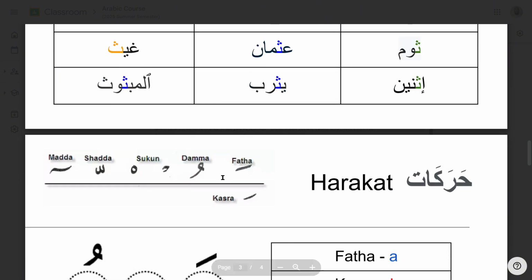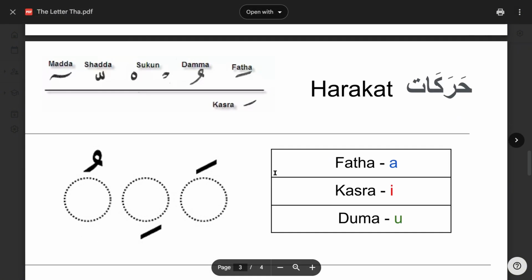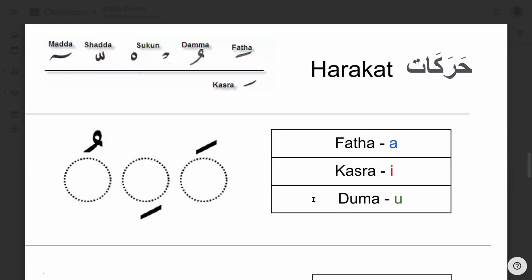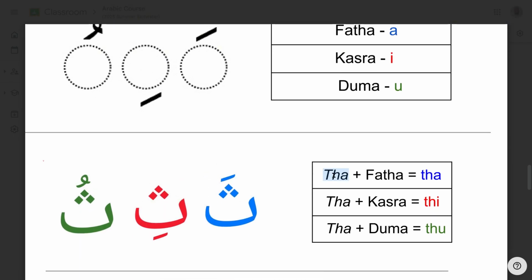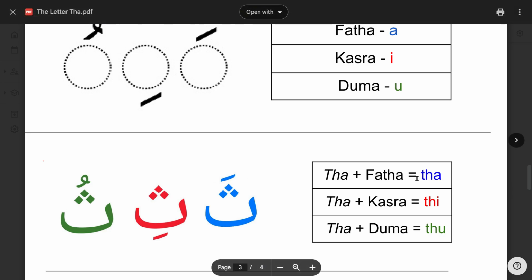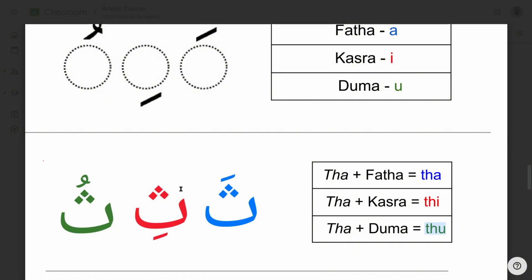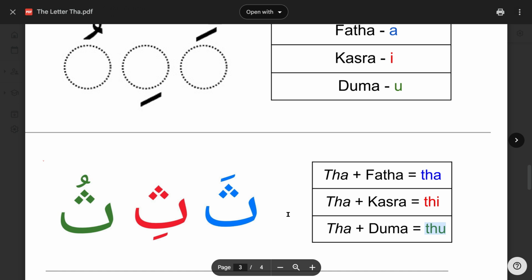Alhamdulillah. Going to the harakah. Fatha, kasra, dhamma. Whenever we find tha is the name of the letter, th is what the sound it produces. Whenever we find tha with a fatha on top, we add an a, tha. Whenever we find tha with a kasra at the bottom, thi. And whenever we find tha with a dhamma, the ribbon, we add a u, thu. So right here we have tha, thi, thu. Anybody have any questions?